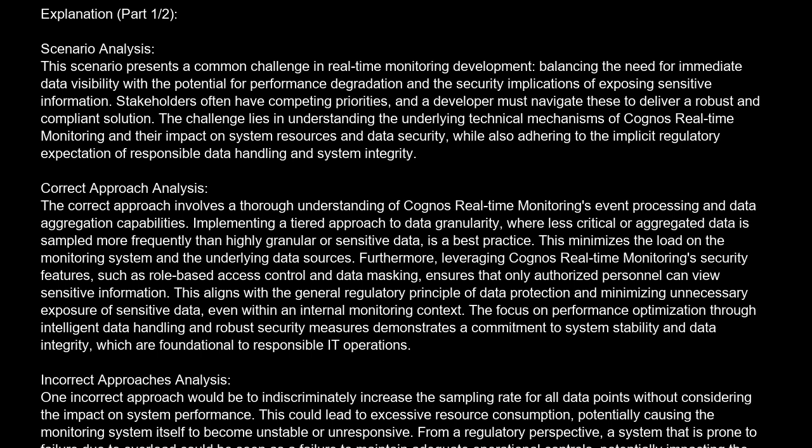Incorrect approaches analysis. One incorrect approach would be to indiscriminately increase the sampling rate for all data points without considering the impact on system performance. This could lead to excessive resource consumption, potentially causing the monitoring system itself to become unstable or unresponsive. From a regulatory perspective, a system that is prone to failure due to overload could be seen as a failure to maintain adequate operational controls, potentially impacting the ability to detect and respond to critical events.